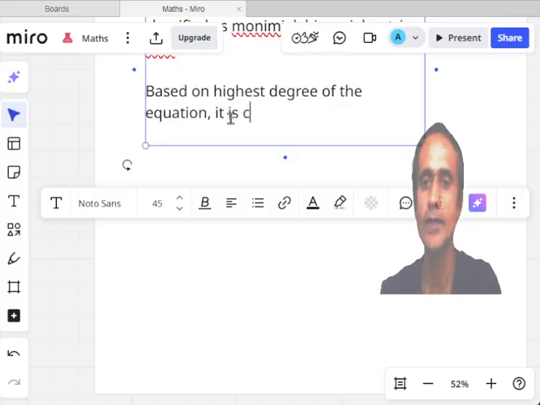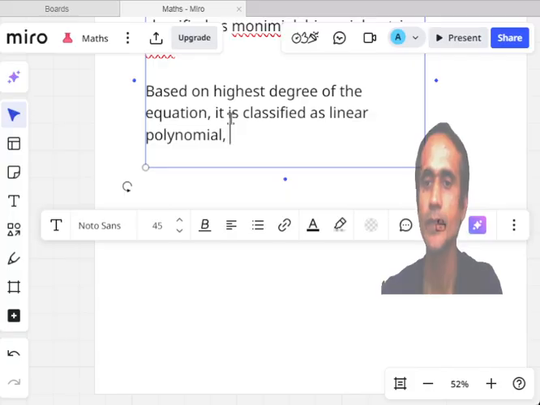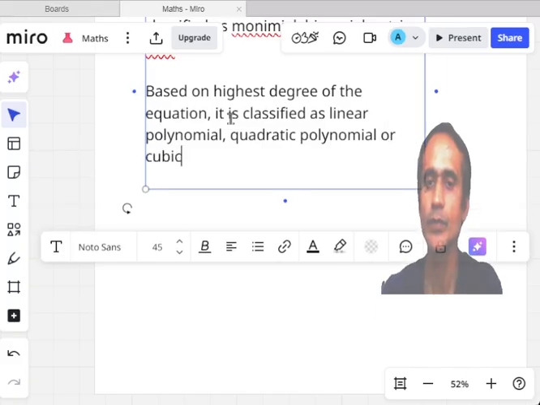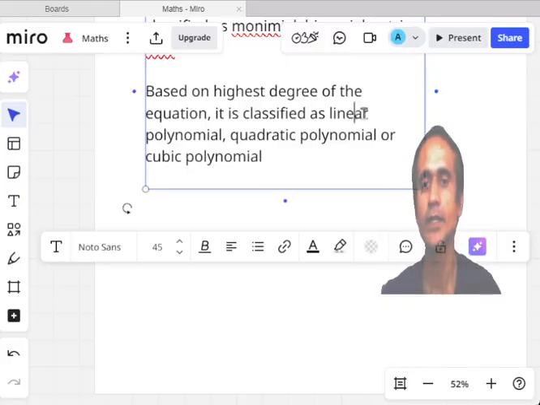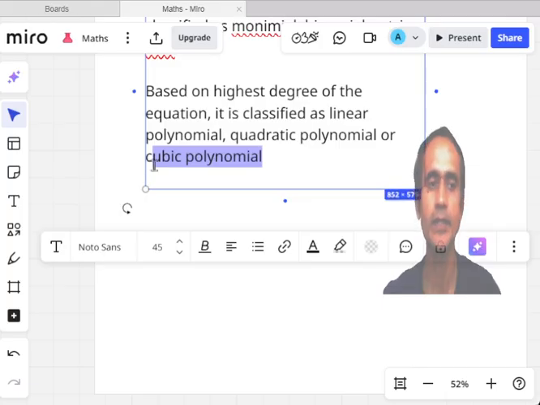It is classified as linear polynomial, quadratic polynomial, or cubic polynomial. If it has 1 degree, it is a linear polynomial. If it has 2 degrees, then quadratic polynomial. And if it has 3 degrees, I mean the highest degree of the equation is 3, then it is known as cubic polynomial.